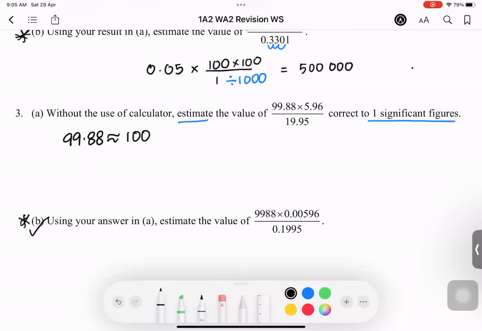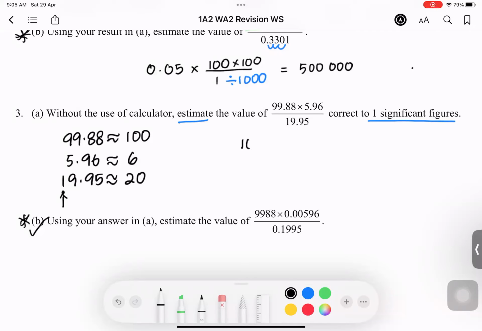Right, then the next number, 5.96. What do I round this off to? Next person is Shakira. Is Shakira there? How do I round off 5.96? 6. Thank you very much. Next one, 19.95. Round 19.95. Derek. 19.95, one significant figure. 20. Yes, correct.